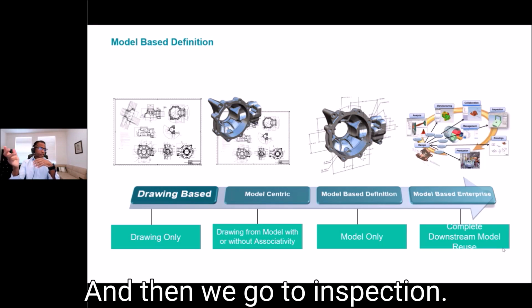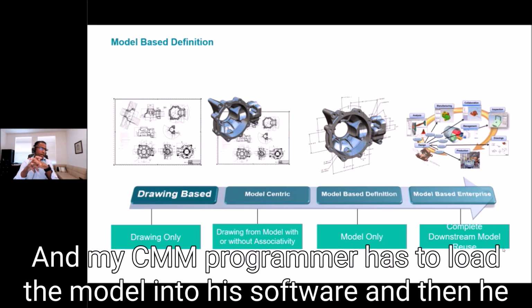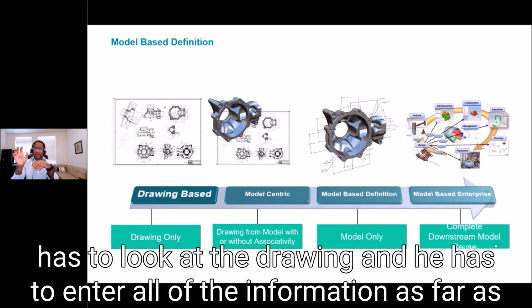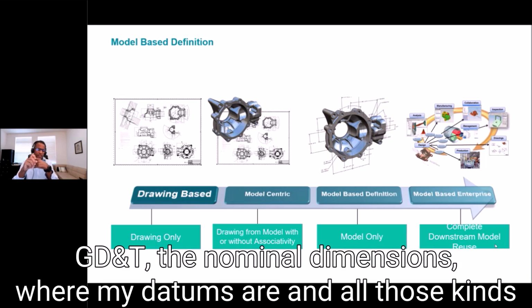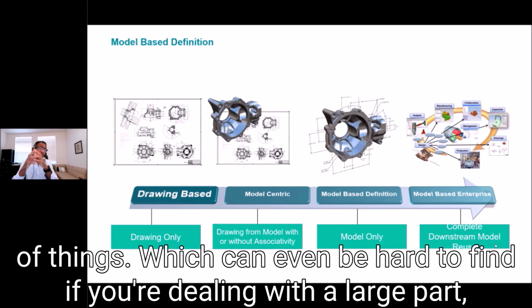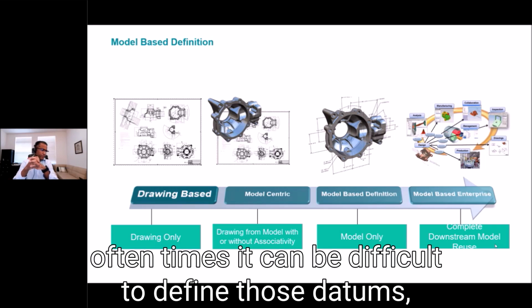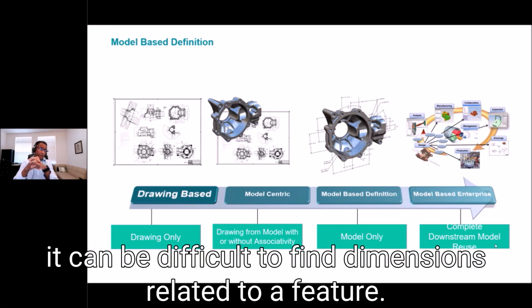And then we go to inspection, and my CMM programmer has to load the model into his software, and then he has to look at the drawing and he has to enter all of the information as far as GD&T, the nominal dimensions, where my datums are and all of those kinds of things, which can even be hard to find. I mean, if you're dealing with a large part, oftentimes it can be difficult to find those datums. It can be difficult to find dimensions related to a feature.